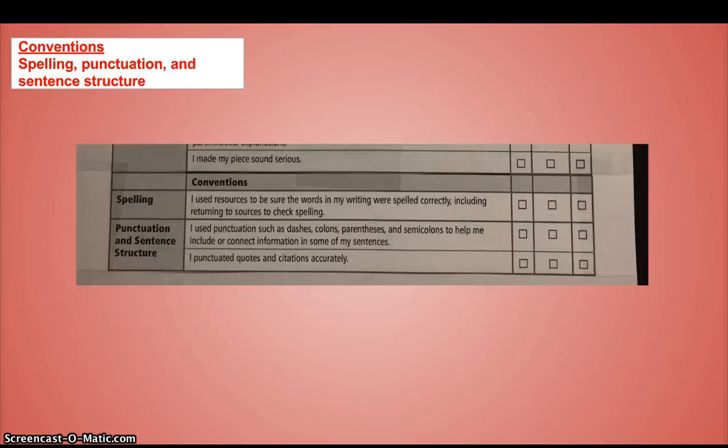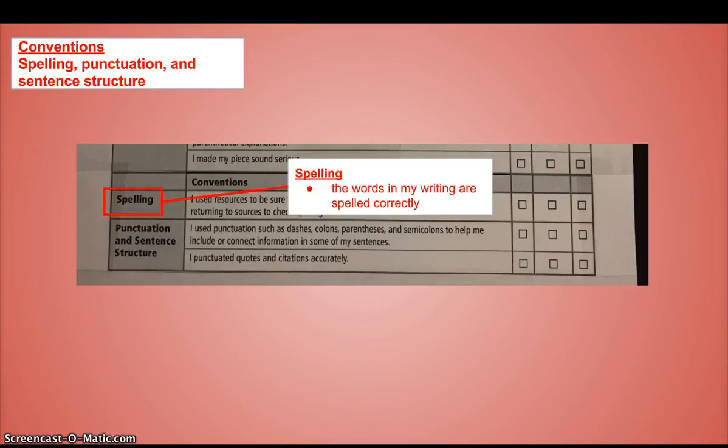All right, now we're going to talk about conventions. This is our last category. We're talking about spelling, punctuation, and sentence structure. This stuff you really do already know. It's just a quick reminder. So the first thing is spelling. You need to make sure the words in your writing are spelled correctly. Of course you do. You don't want to have spelling errors confuse your reader because then they won't believe you. They won't think you're credible.